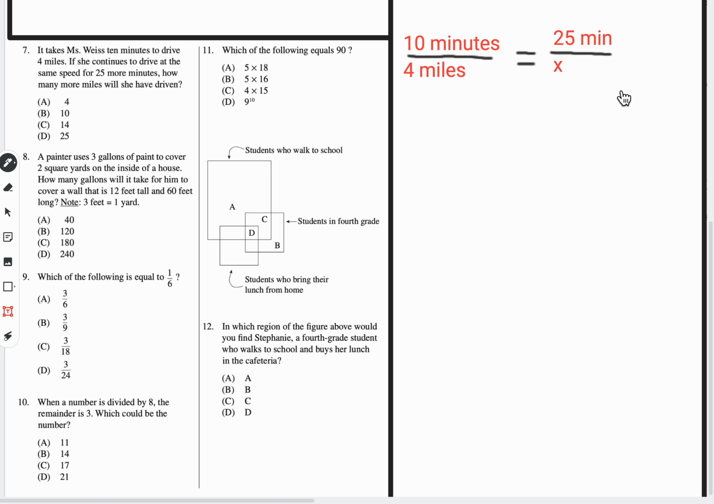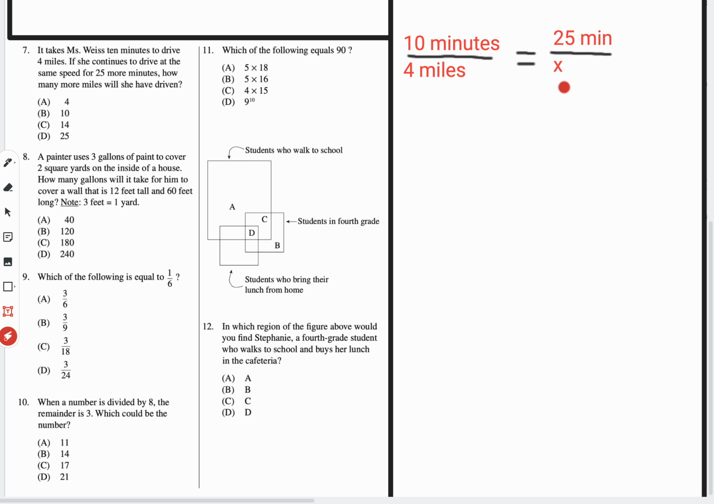Now we can return to our rules of cross multiplication to solve for our unknown variable x. We need to know how much further she will drive. With proportion problems, we need to be sure also to place our labels parallel to one another. For example, minutes and minutes, miles and x miles. Sometimes it can be easy to get those mixed up when we're setting up our proportion problems.